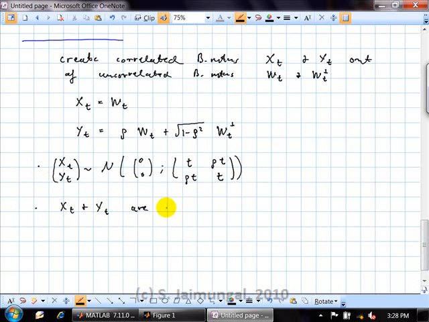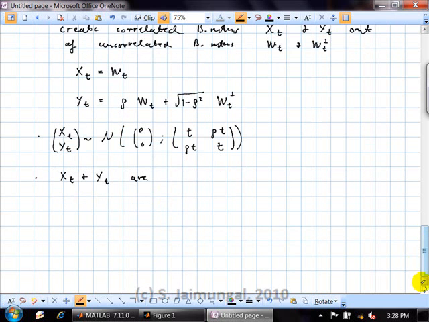XT and YT individually are stationary and independent. But bivariately, they are not independent. So let me be careful about that statement. I'm going to write this in two separate statements. This is stationary and has independent increments.